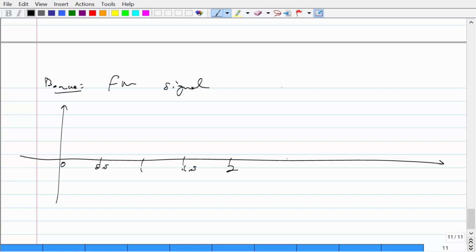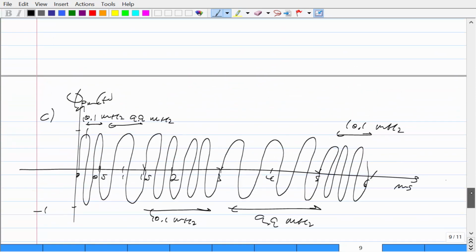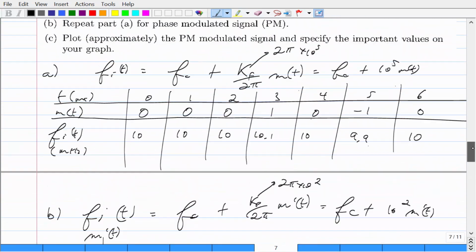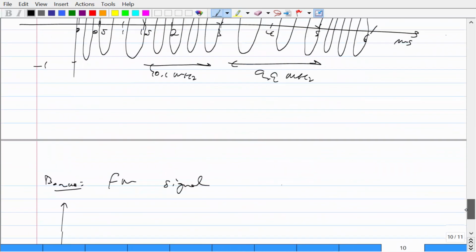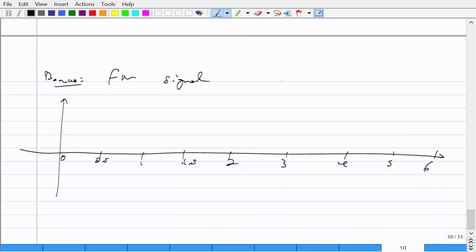1.5, and then this is 2, 3, 4, 5, 6. So how exactly this works is that the message signal itself varies the frequency. Between 0 and 0.5, it's going to modulate between 10 and 10.05, because the amplitude here is 0.5, so the frequency will vary between 10 and 10.05. It's going to start slow and then start to increase. So between here and here is 10 to 10.05 megahertz.